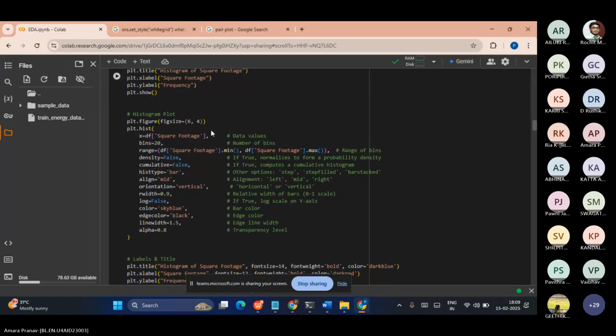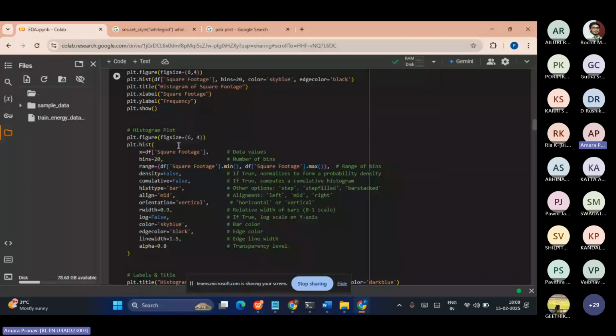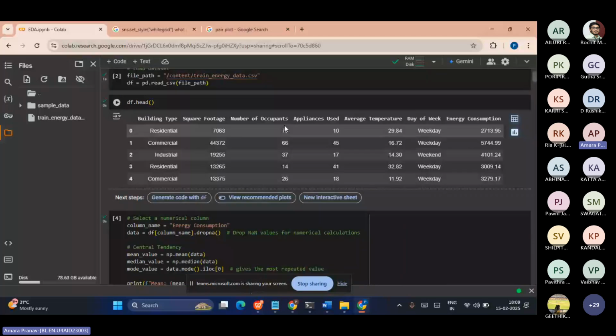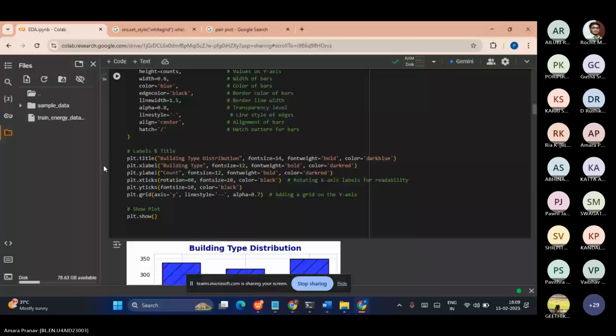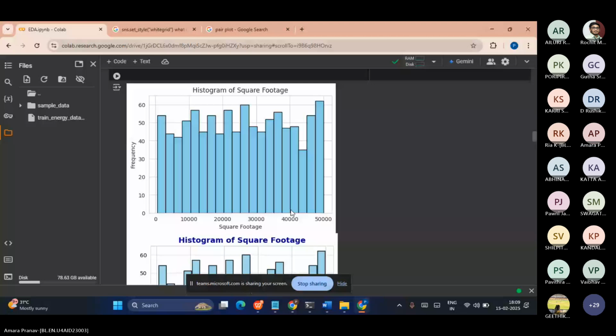For plotting a histogram, I have chosen the square footage column from the dataset. So this is our head, right? This is the square footage, how many square feet the houses are for each type of building. This is the frequency, this is the square footage, and we find how these two are interrelated.